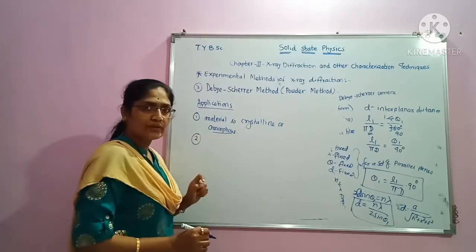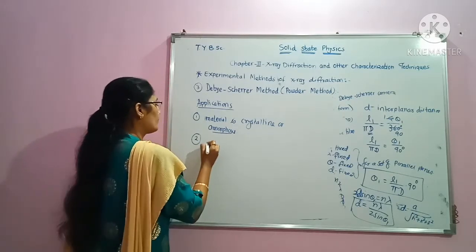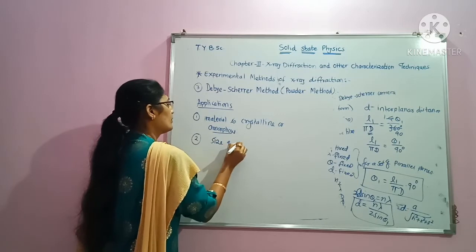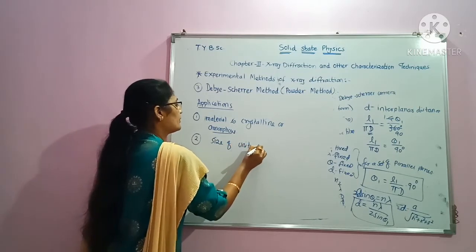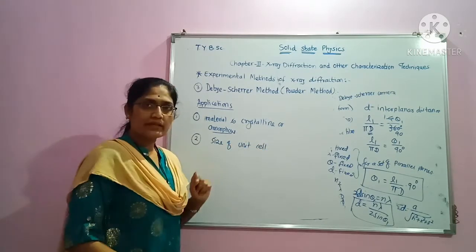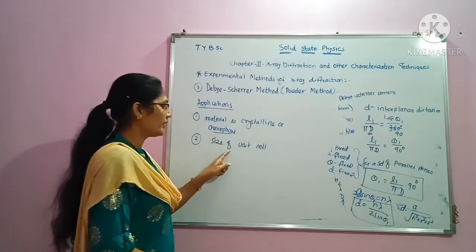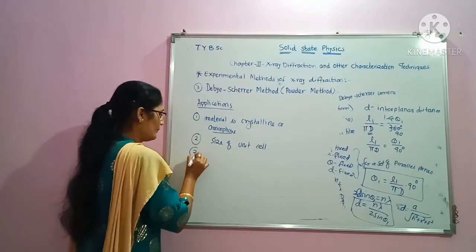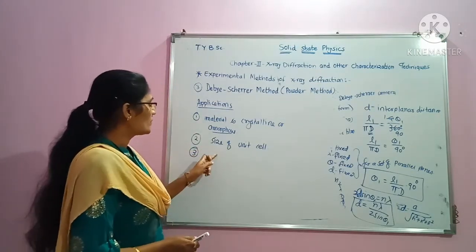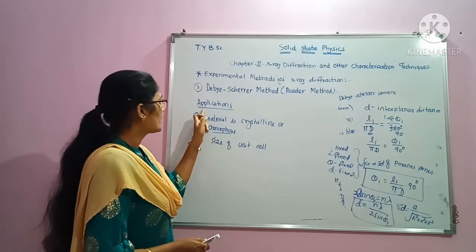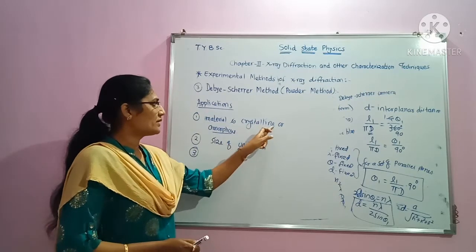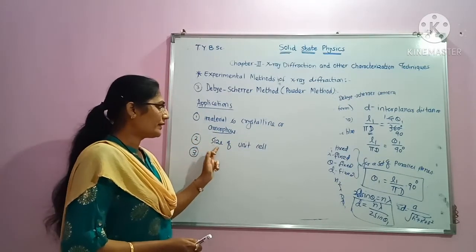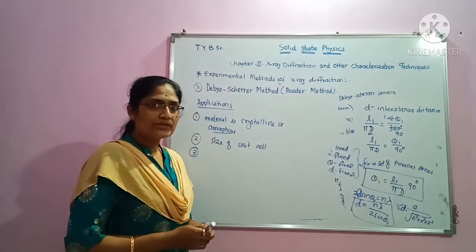Then with this method one can find out the size of unit cell. Size of unit cell can also be determined with the help of this photograph. Then with this method one can determine whether the material is having crystalline nature or amorphous nature. Then one can determine the size of unit cell.